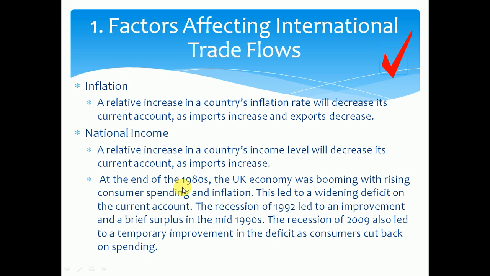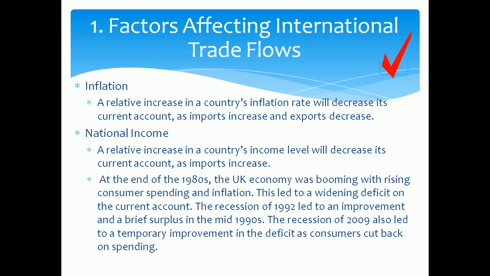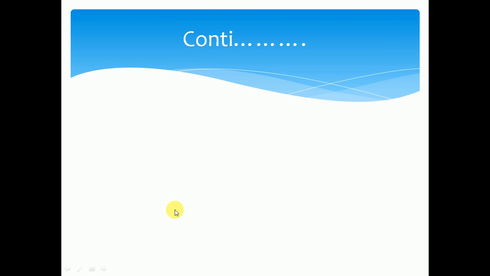Here is an example. At the end of the 1980s, the UK economy was booming with rising consumer spending and inflation. See, the consumer spending was increasing in the 1980s. This led to a widening deficit on the current account. So when consumer spending increases, their imports increase, and because of the increase in imports, this led to a widening deficit on the current account. The current account further goes into deficit.